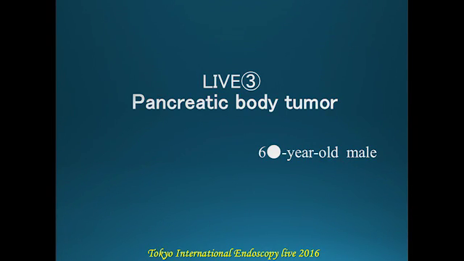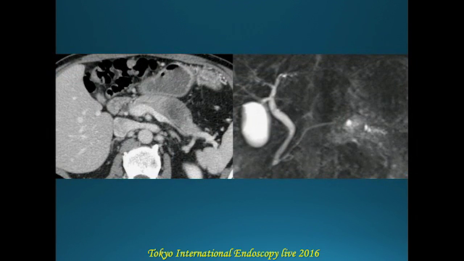The next case is a 60-year-old male with a pancreatic body tumor. The patient was referred from another hospital due to elevated CA 19-9. CT scan and MRCP revealed a 36 by 24 mm mass lesion at the pancreatic body. The patient was scheduled for EUS-FNA for the diagnosis. The operator is Dr. Stefan Seewald.